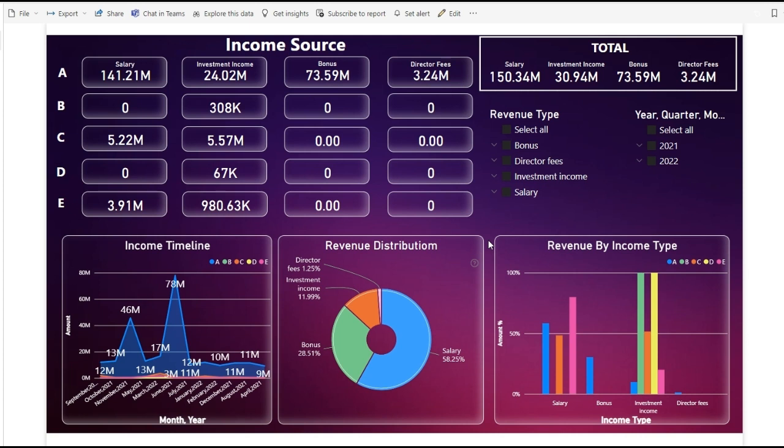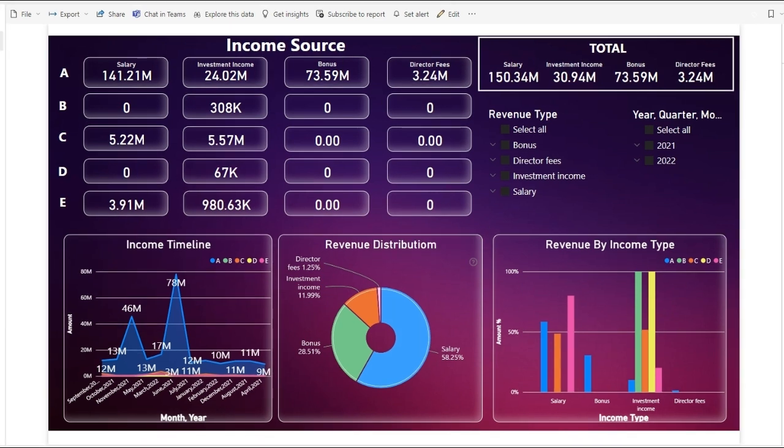So we are having the data set that contains the investment income of various people. I have created a dashboard for it to analyze this data set and make necessary decisions out of it. In this data set, we are having five people, and these five people are the directors of the companies. They are earning their revenues in four different categories: salary, investment income, bonus, and director fees. And these four categories are further having their subcategories also.